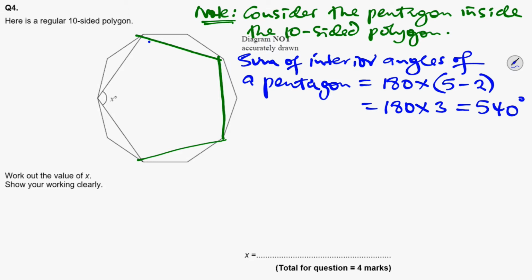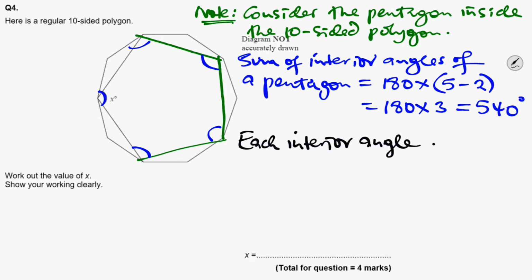So which means that the sum of all these angles is equal to 540. Now to find each interior angle of this pentagon, which represents x, each interior angle will be given by 540 divided by 5, because we have 5 lots of these interior angles, and this will be equal to 108 degrees.